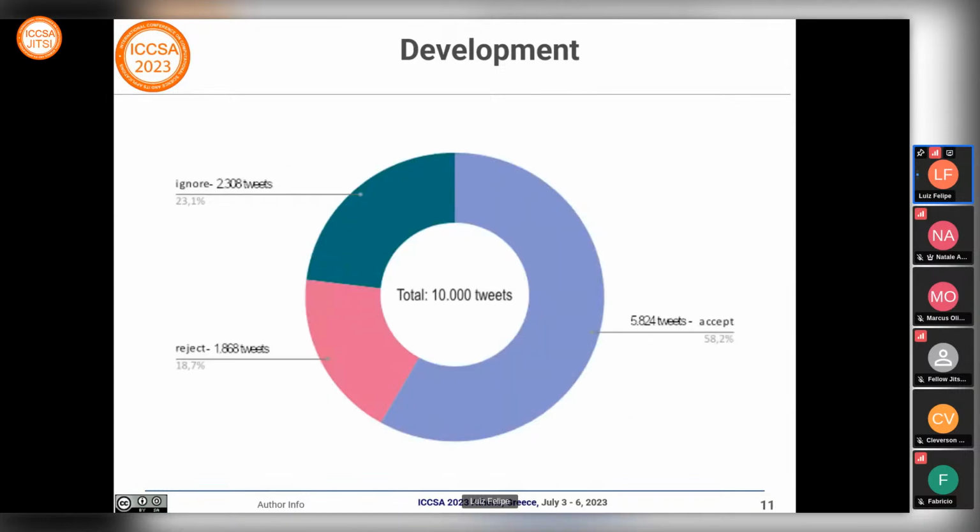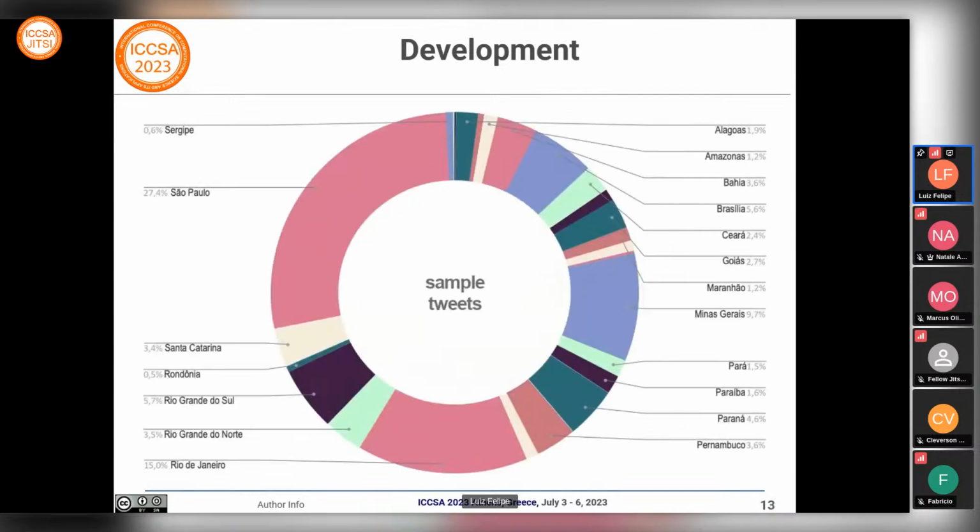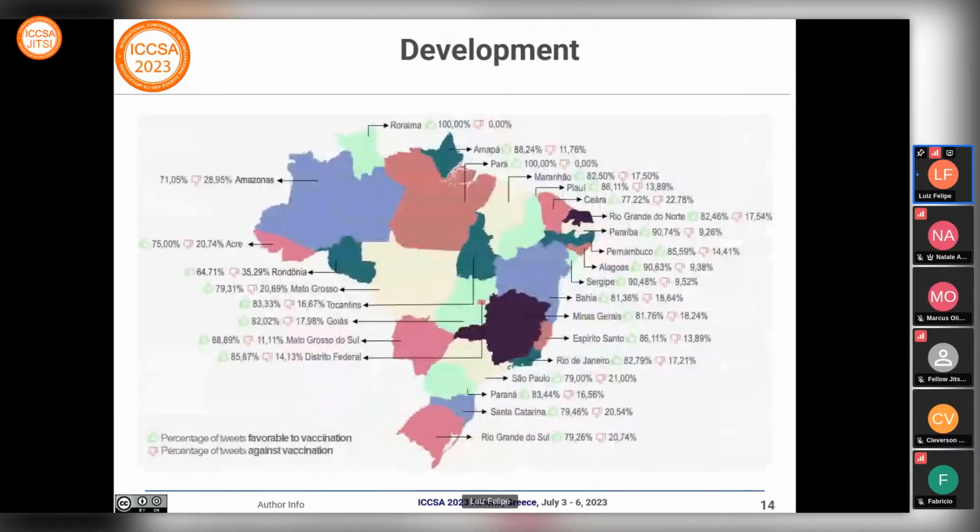Distribution of total tweets in favorable, against, and ignored. Distribution of total tweets by devices used. Distribution of total tweets by the states of origin of the posts. Percentage of favorable and not favorable by state.